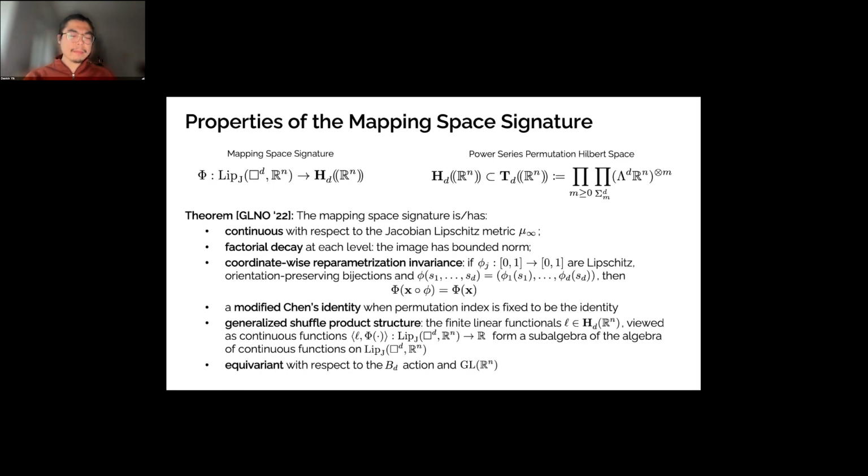Oh, sorry. And finally, we also have some equivariance properties. So if we act on the codomain R^n by some element of GL_n, then there's a corresponding action on this codomain. And there's also some interesting symmetries with the unit d-cube. So B_d is the hyperoctahedral group. This is the group of symmetries of the unit d-cube, and we can also find a corresponding B_d action on this codomain.